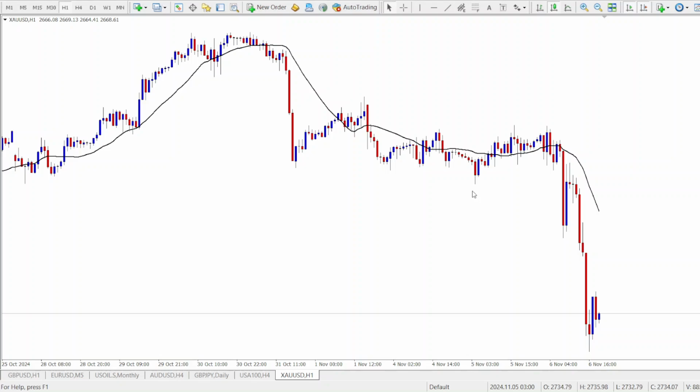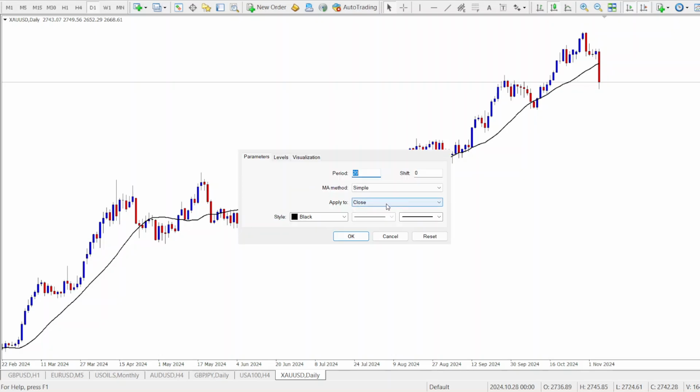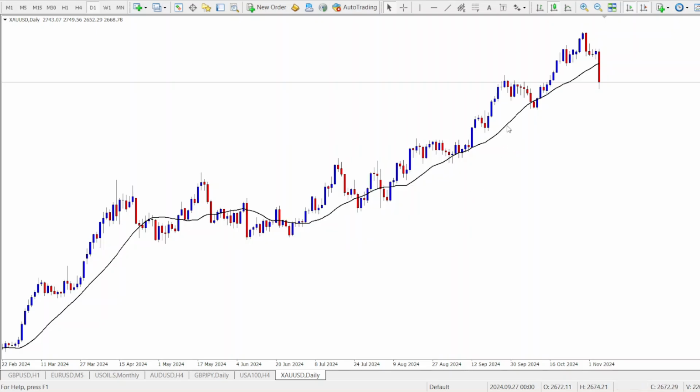The 20 period SMA is going to calculate the average price over 20 periods. For example, if you're on a daily time frame, what it means is that the 20 SMA is going to calculate the closing prices for the last 20 days. We can see we apply to close, so it's going to use the closing prices. If you apply to open, you're going to use the open price. So it's going to calculate the average of the close prices over the last 20 days.